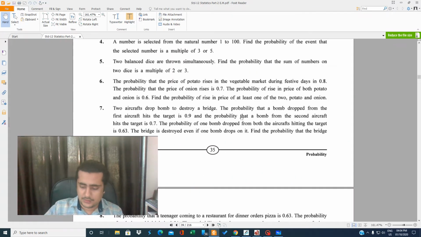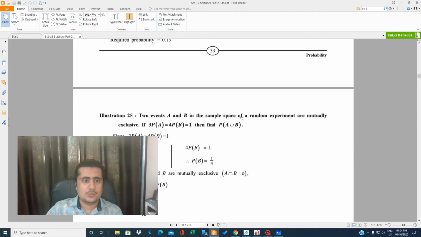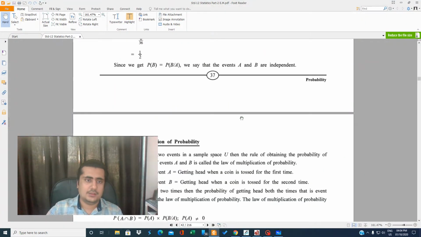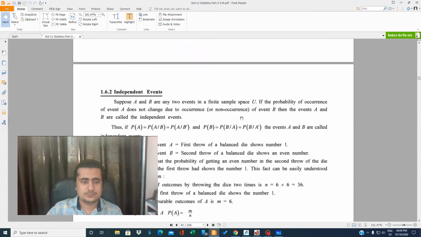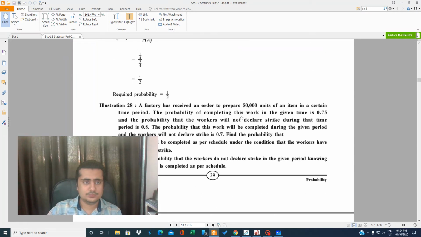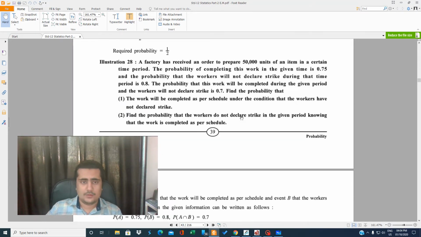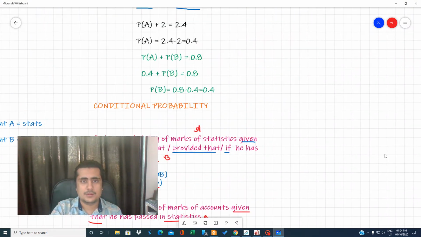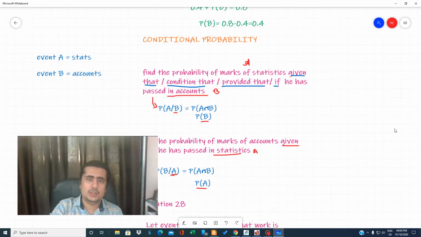What we had done last, we had started illustration number 28. We were doing a topic called conditional probability. Yes, what I told you in conditional probability, let's revise first.